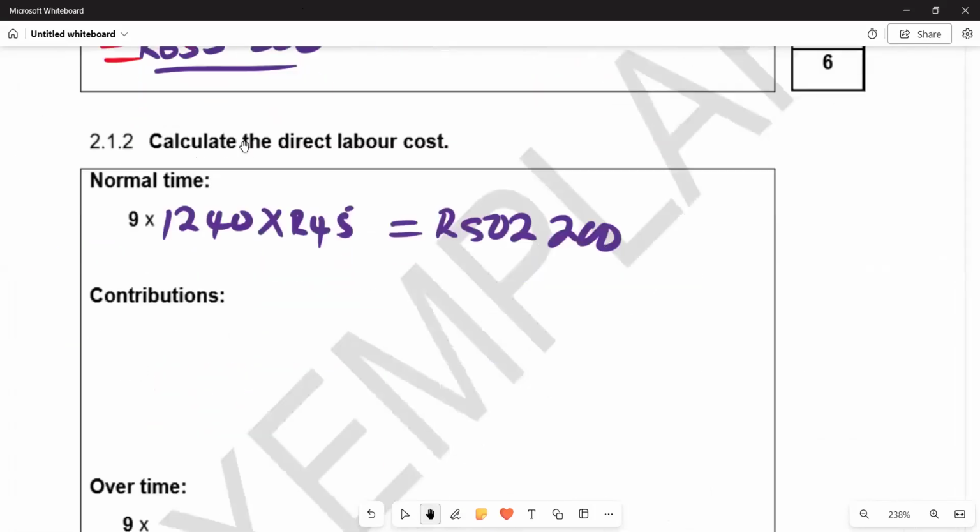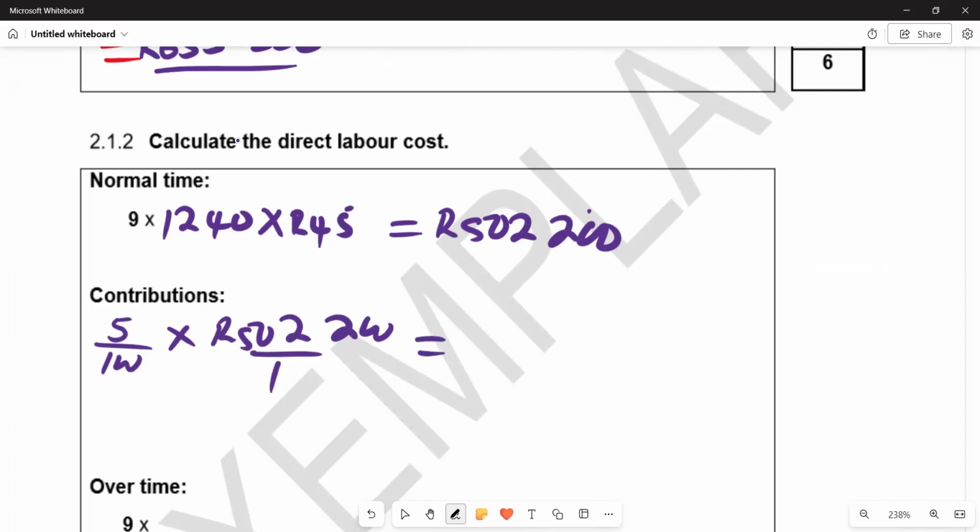So for contributions, remember we are saying we are going to have 5%. The first calculation is on 5%, and 5% is 5 over 100. And then we multiply by the answer that we got here, which is 502,200 over 1. And the answer that we are supposed to get there becomes 25,110. And then we calculate that, and then we get our answer, 25,110.